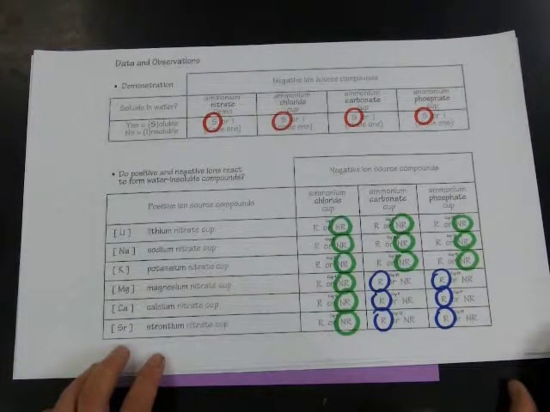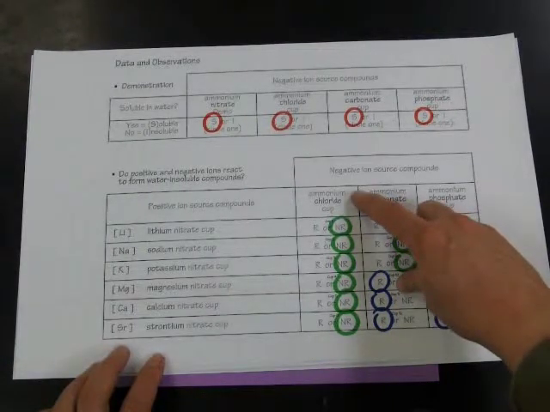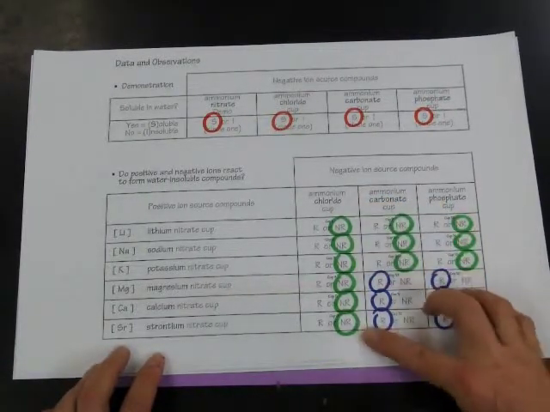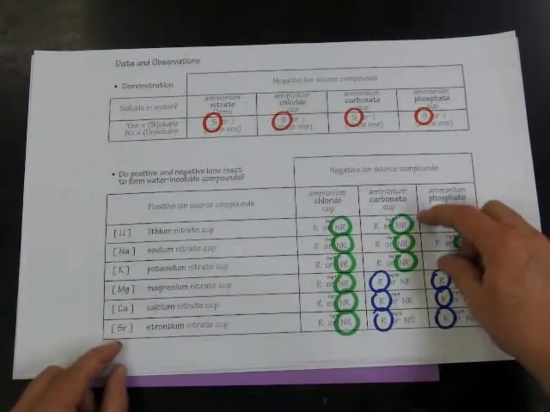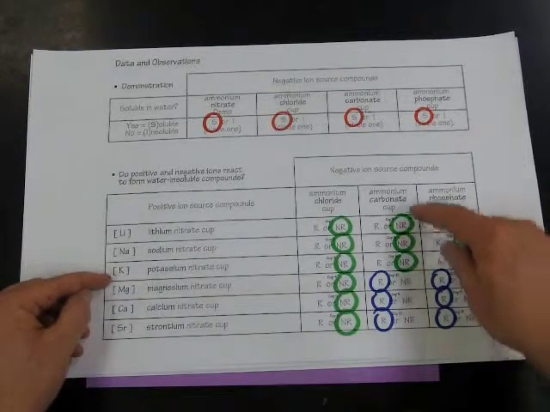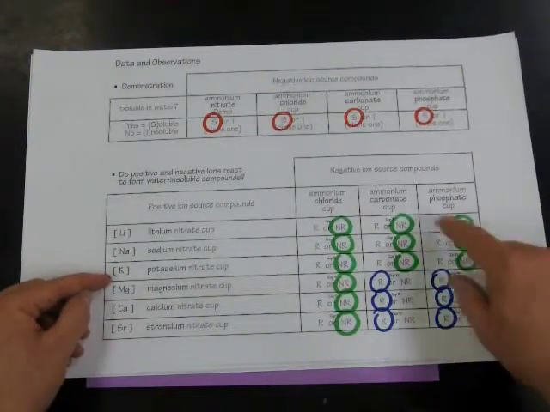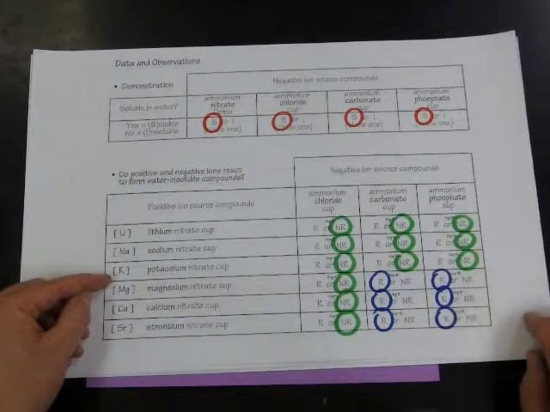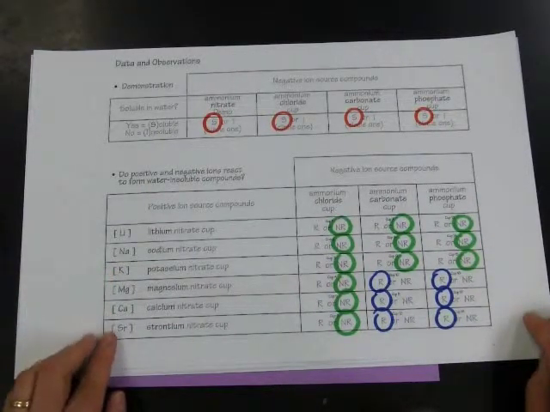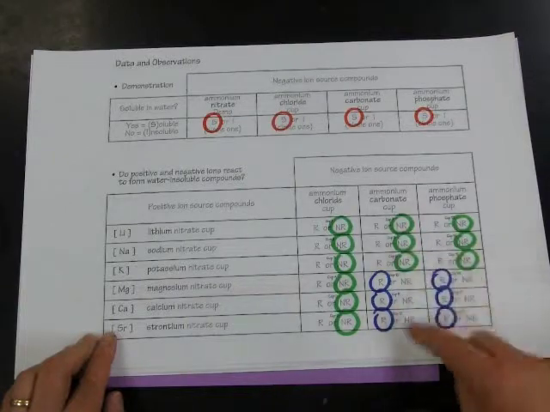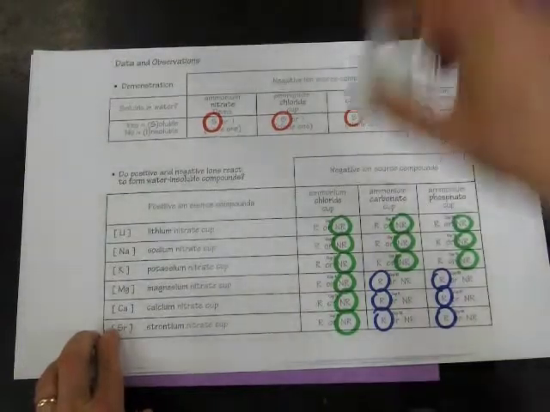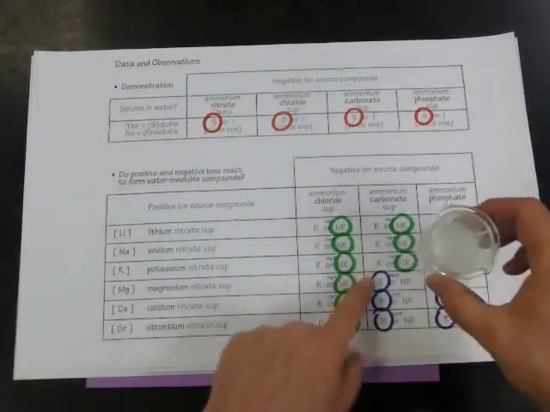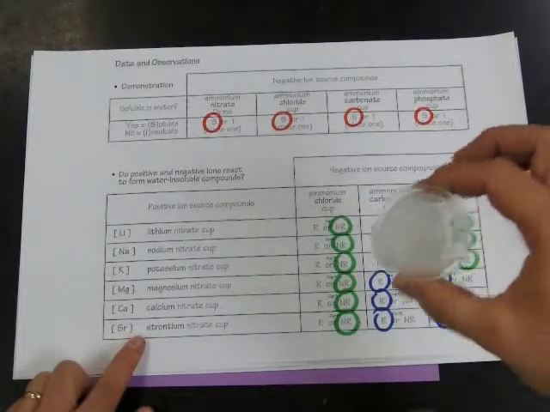What we observed was that the ammonium chloride compound did not have any reaction with any of the 6 metal nitrates that we tested. In fact, these first 3 metal nitrates didn't have any reactions with anything that we tested, with ammonium carbonate or with ammonium phosphate. The magnesium, calcium, and strontium nitrates, though, did react with the ammonium carbonate and the ammonium phosphate, and we saw a cloudy mixture. Looks like this. This was the one from trial number 10 with magnesium nitrate and ammonium carbonate.